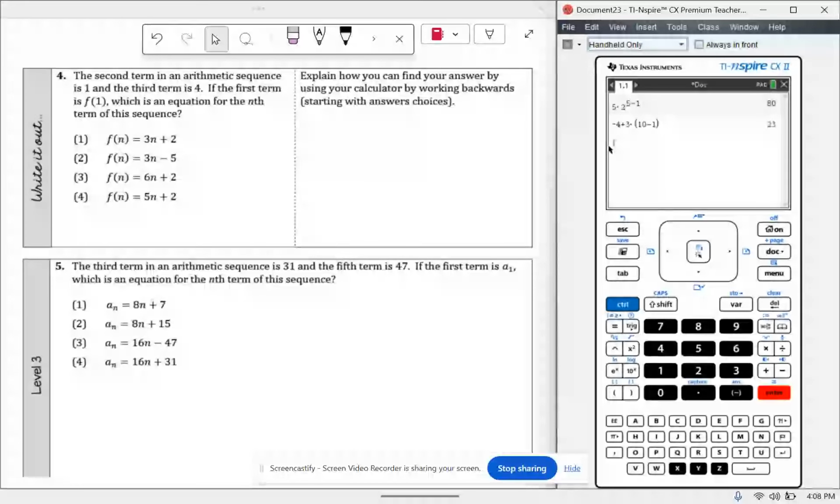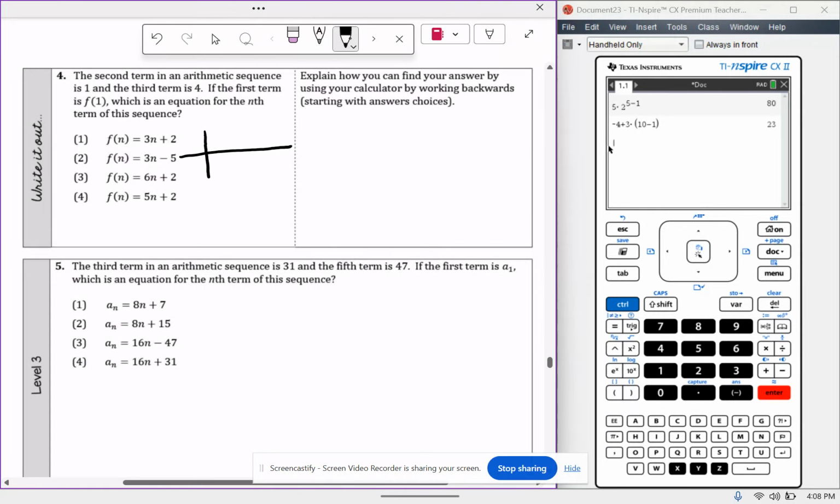The second term in an arithmetic sequence is 1, and the third term is 4. The first term is f of 1. Okay, so they want us to make a table, but in this case it's going to be n and f of n. Okay, sure. The first term is f of 1, so let's find out what that is. Which is an equation for the nth term of this sequence? Okay, I just have to write the equation.